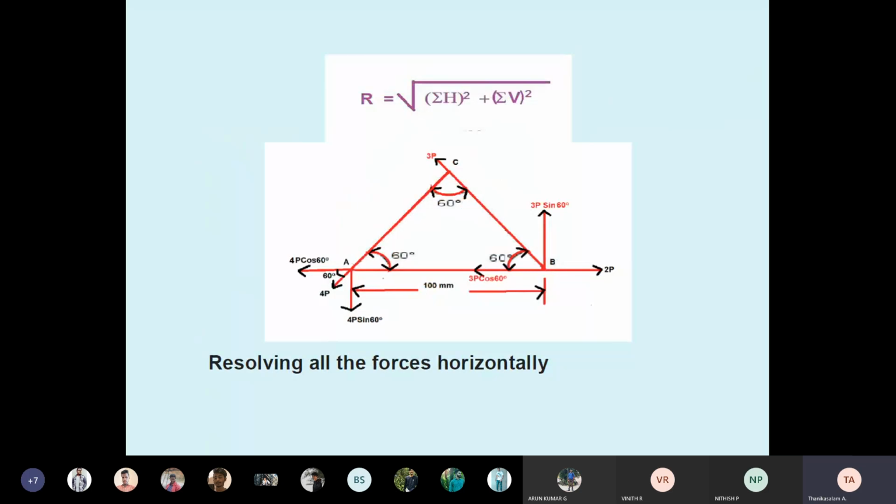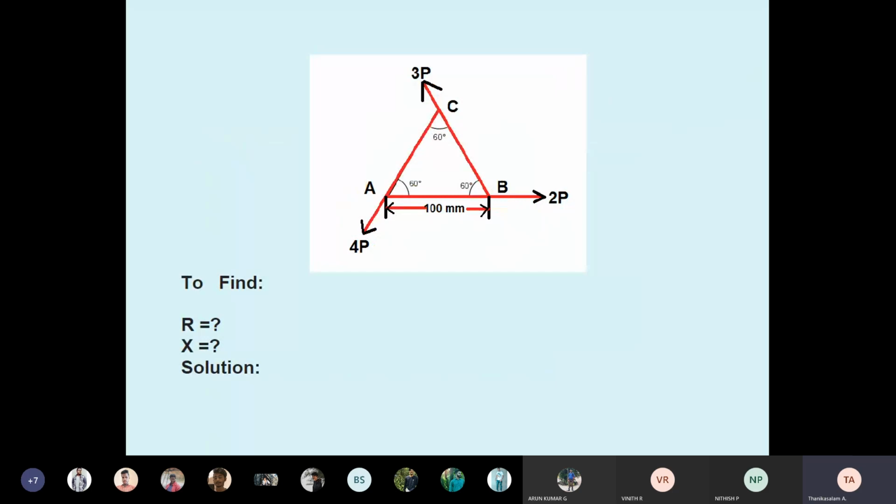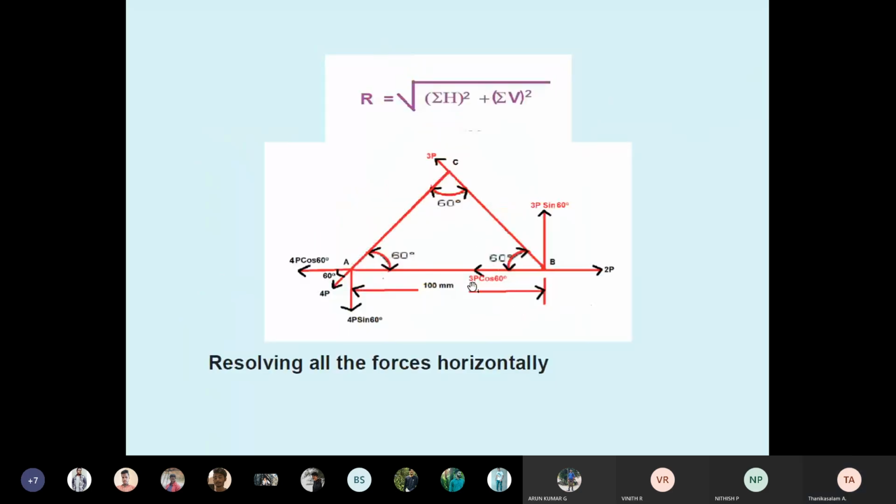Okay. What is the resultant formula? We know square root of summation H square plus summation V square. I told you any inclined force you must convert to XY direction. Here 2P is only horizontal. What is the 3P? With respect to AB it is 60 degree, so it's in the second quadrant, inclined. So what is the X component, Y component? See the diagram. 3P cos 60, 3P sin 60.